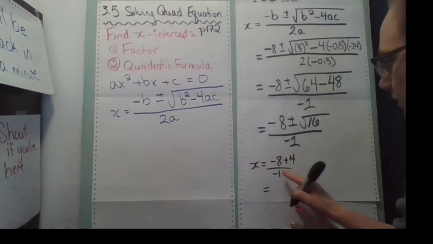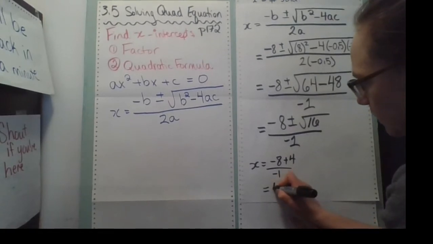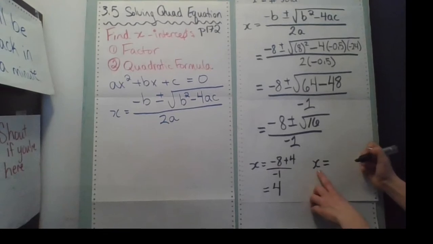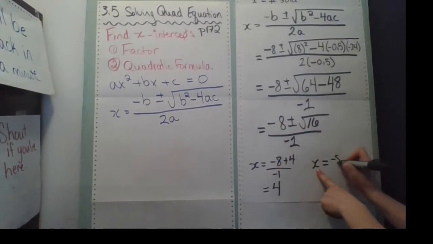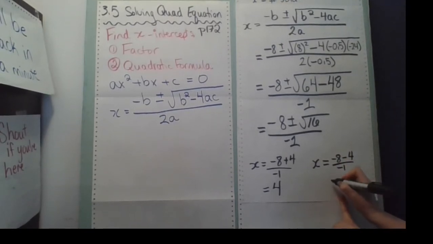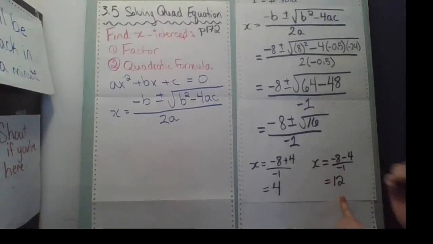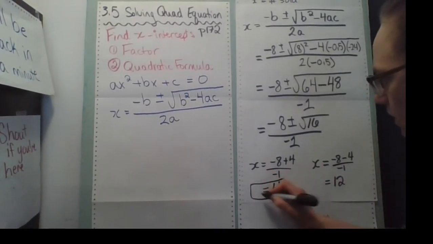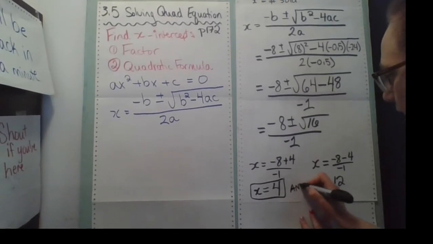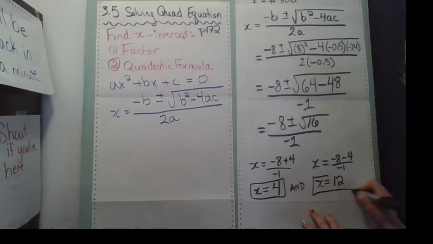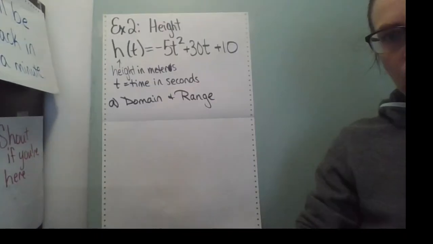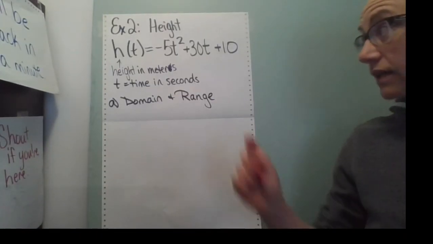So what does that give me? 4 minus 8 is negative 4. Divided by negative 1 gives me a positive 4. And my other answer is negative 8 minus 4 divided by negative 1 gives me negative 12 divided by negative 1, which is positive 12. So there's my two zeros. X equals 4 and x equals 12, just like when I factored. Well done.